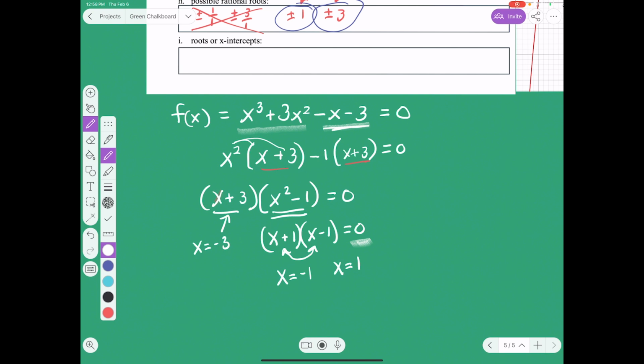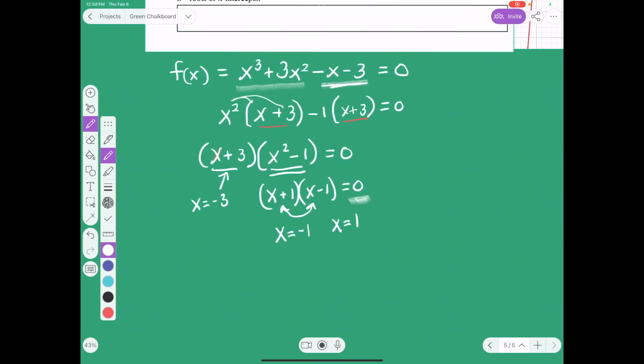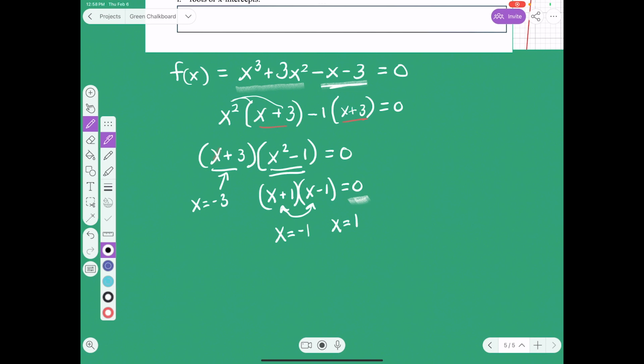Okay, so here, this was a nice factor by grouping, which makes this nice and quick. I get 3 roots. I have x equals -3, -1, and 1, and all of those should give me f of x equal to 0. So this is my answer.